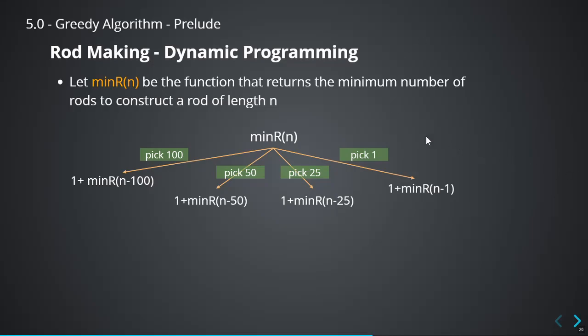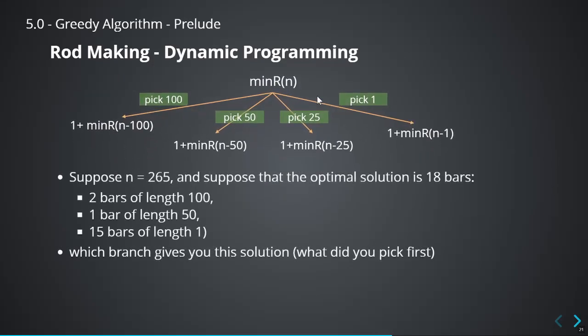So does it have optimal substructure? Well, let's say n is equal to 65, like the example that we had before. And suppose that the optimal solution is 18 bars, like 2 bars of length 100, 1 bar of length 50, and 15 bars of length 1. Which branch gives you this solution? Like, what did you pick first? Well, you can pick 1, you can pick 50, you can pick 100. Which one do you pick first?